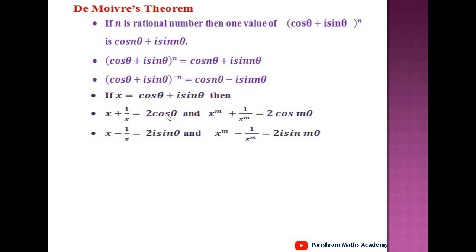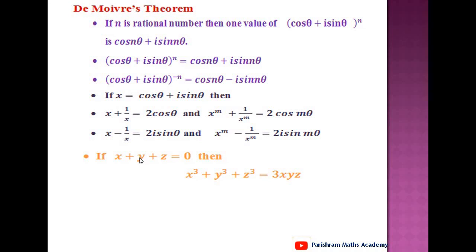Then in application, if you take x equal to cos theta plus I sin theta, then the value of x plus 1 upon x is nothing but 2 cos of theta, and x raised to m plus 1 upon x raised to m is nothing but 2 times cos of m theta. By taking the subtraction, x minus 1 upon x is equal to 2 I sin theta, and x raised to m minus 1 upon x raised to m is nothing but 2 I sin of m theta. These are values obtained from the example, these values of x plus 1 upon x and x minus 1 upon x.